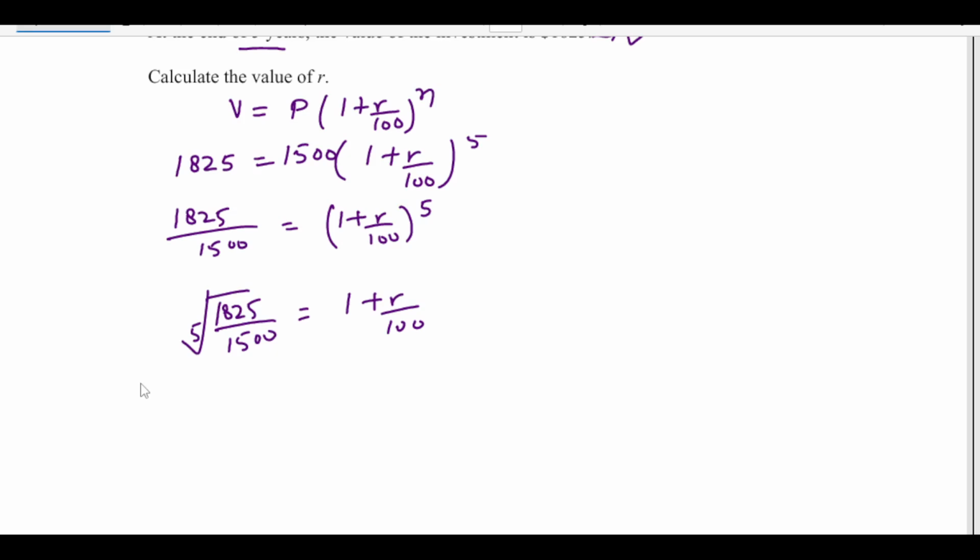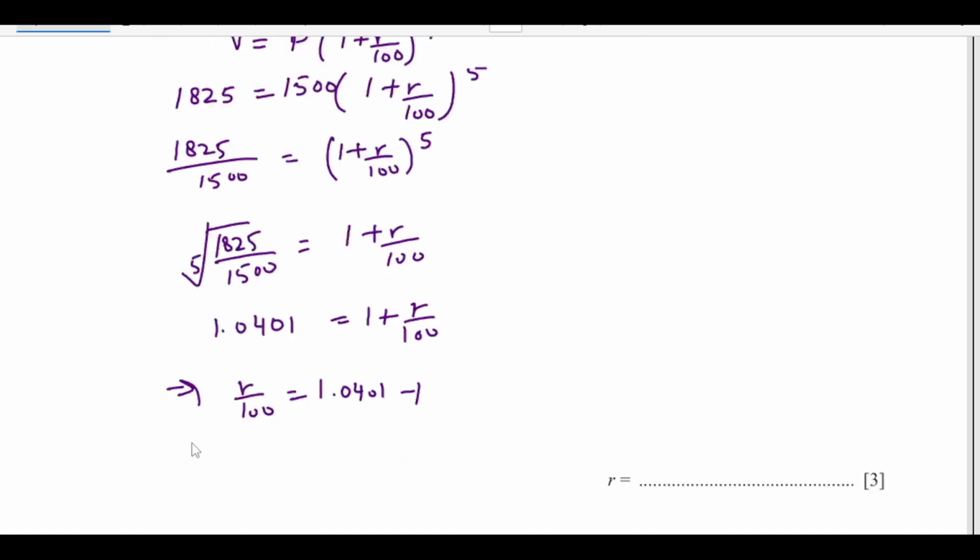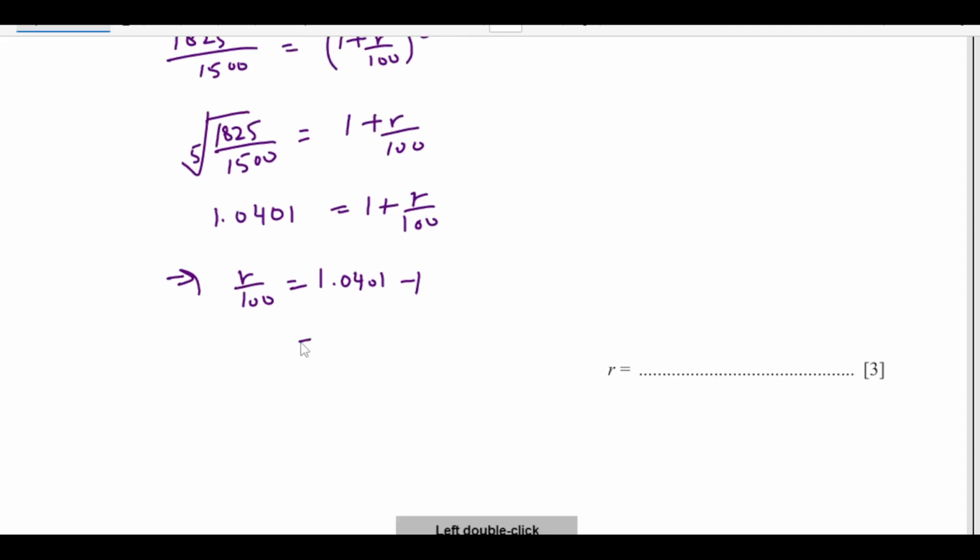This comes out to be 1.0401, the fifth root of this, and this is 1 plus R over 100. So, from here we will have R over 100 is 1.0401 minus 1. This is just now the calculations. So, this is 0.0401, which is R over 100. So, then R is 4.01. So, approximately this is 4%, right.